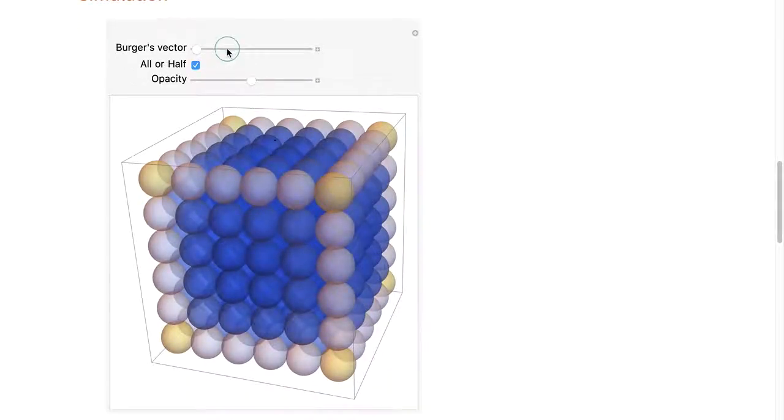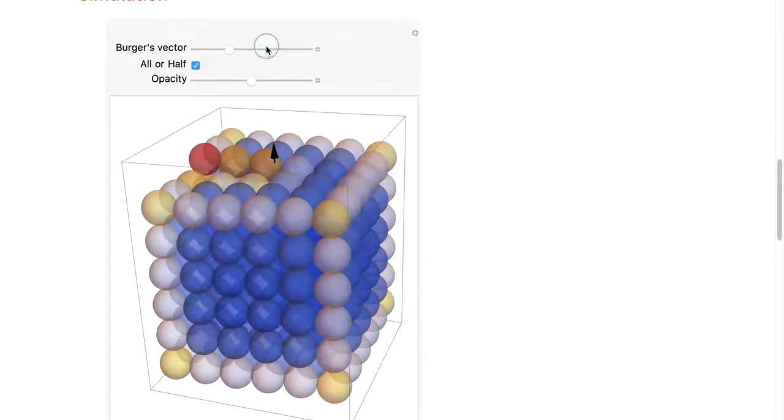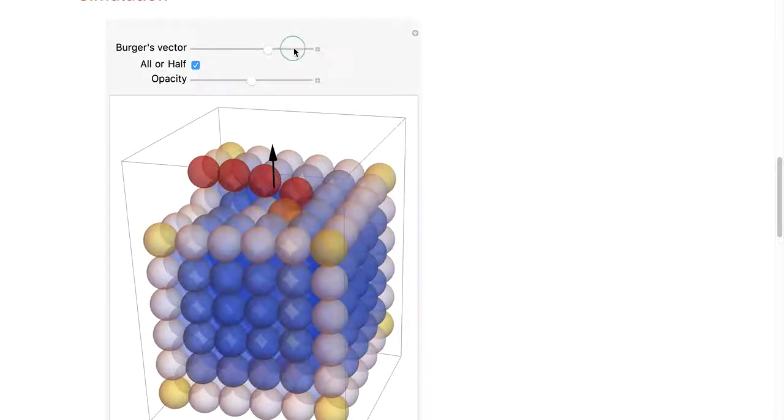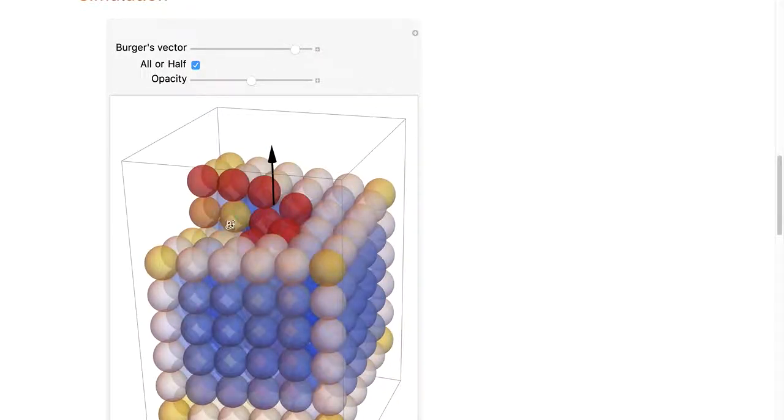As I increase the magnitude of the Burgers vector here, you can see how the atoms right around the dislocation become more red or higher energy. So the energy around the dislocation is higher, very similar to what we saw with the vacancies.